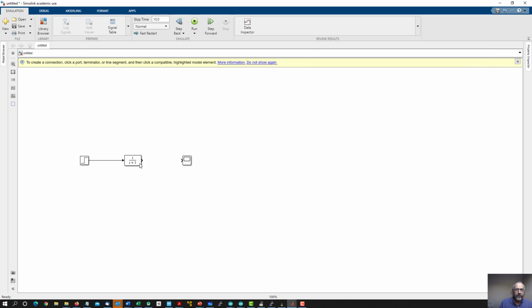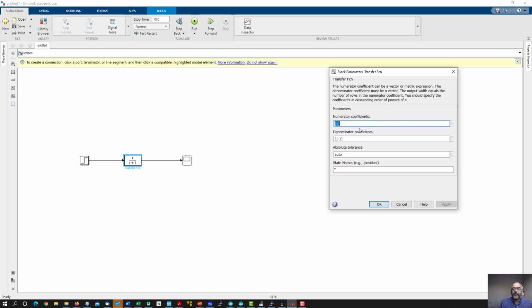Then the input goes to the system, and the output of the system goes to the scope. So this is our process that we want to control. By default, it has this transfer function 1 over s plus 1. Remember, we do everything in the S domain. We don't talk about T domain here in Simulink.